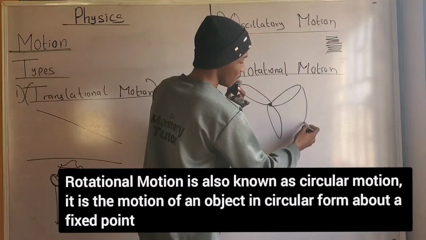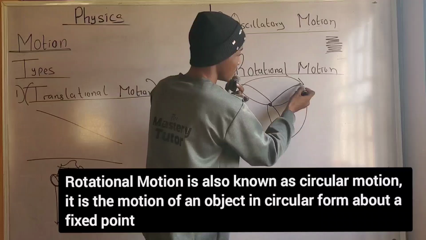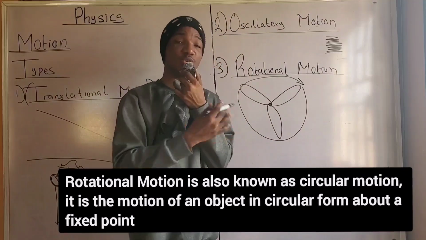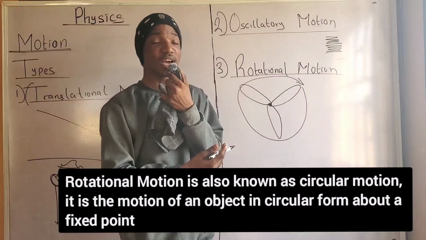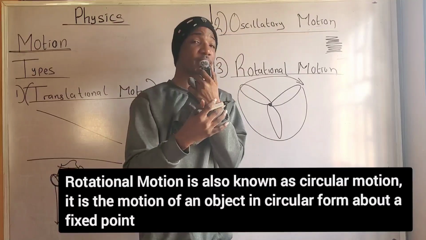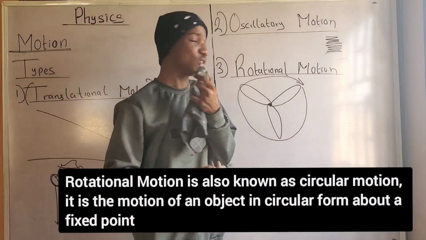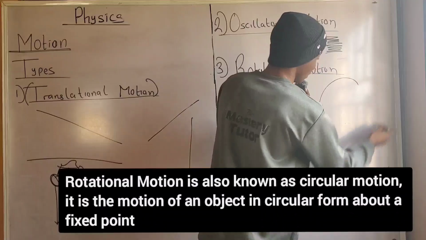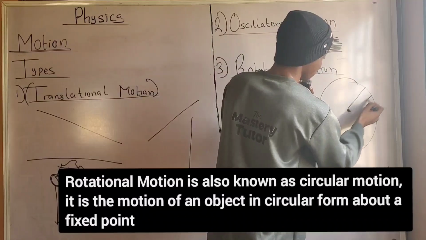But the direction of the motion is this. The direction of the motion is this. This kind of motion is a rotational motion. Are you getting it? And also, if you check the motion of the tire of a motorcycle, you will discover that the motion is around a fixed point.